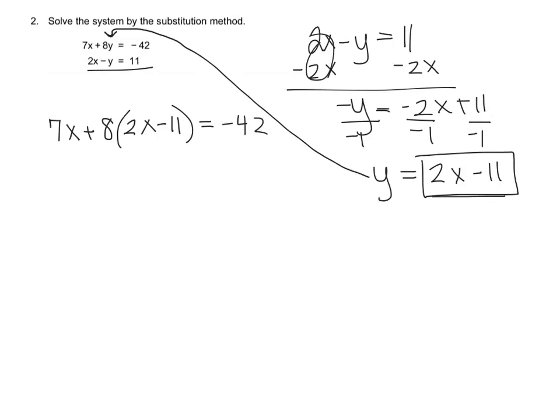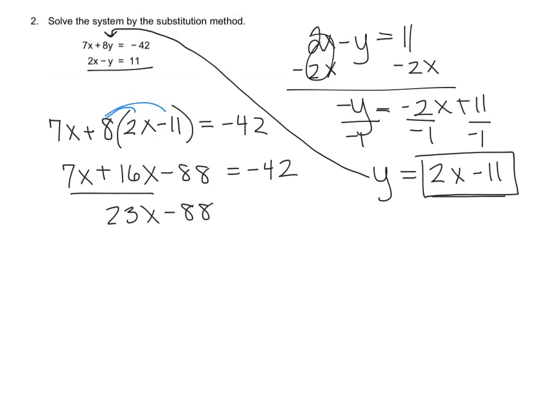Now I have an equation with the variable x, so I'm going to solve for x. The first step is to distribute the 8 to each term in parentheses. So I have 16x minus 88. Next, I'm going to combine like terms on the left side. 7x plus 16x is 23x. Now I'll add 88 to both sides.